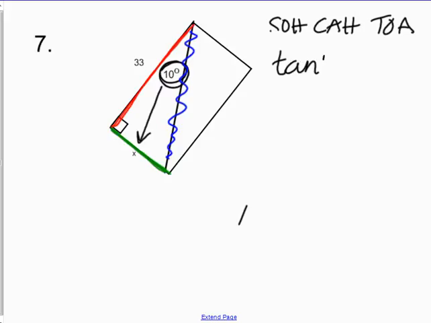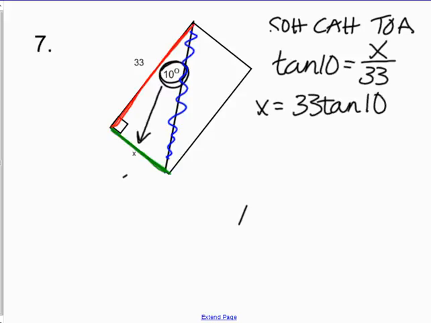Tangent of 10 equals opposite, which is x, over adjacent, which is 33. So x equals 33 times the tangent of 10. So then I end up with x equals 5.8. But I'm not done.